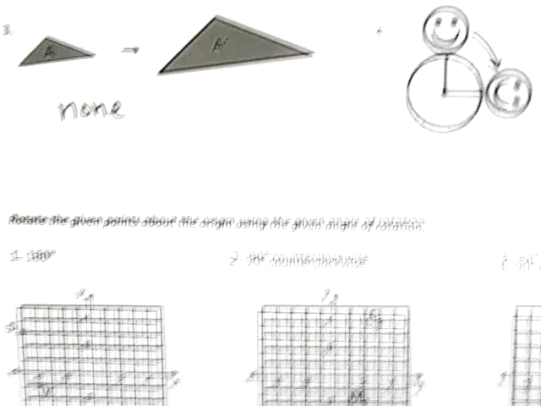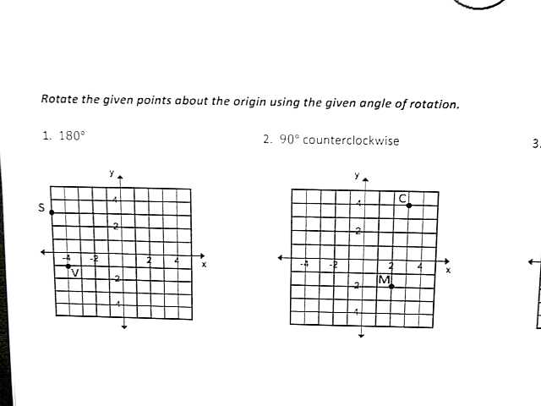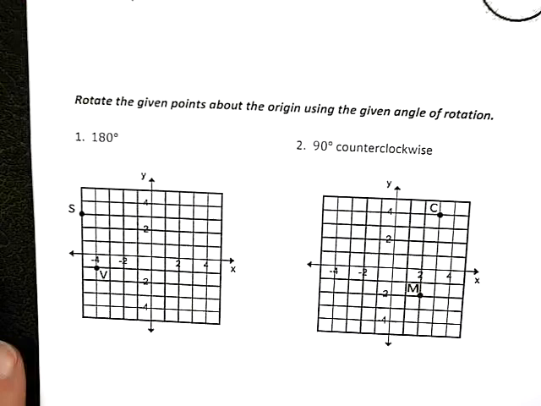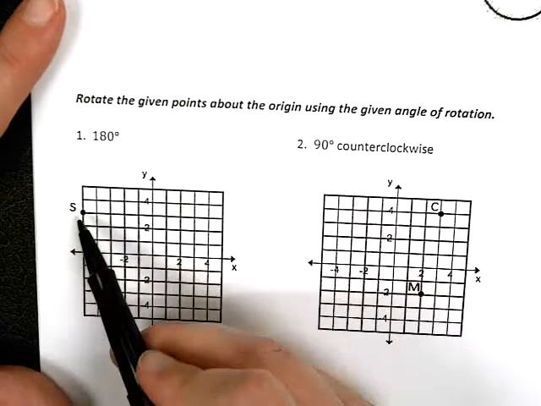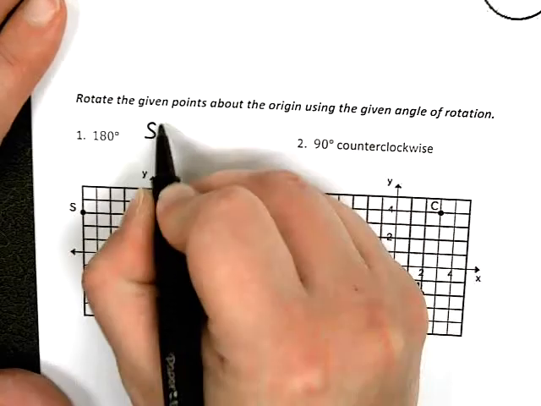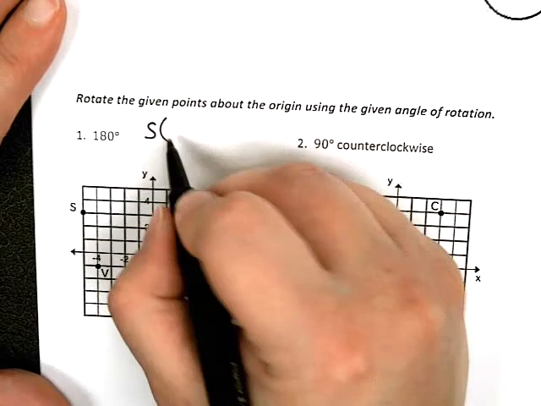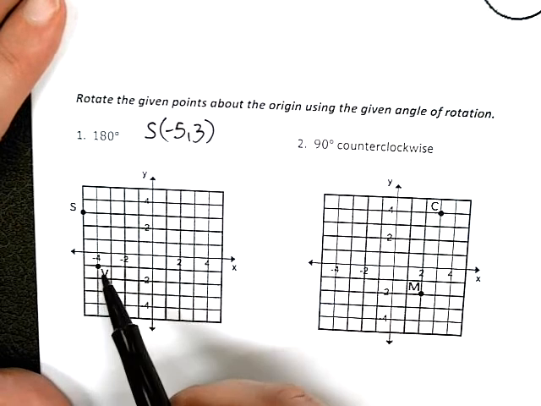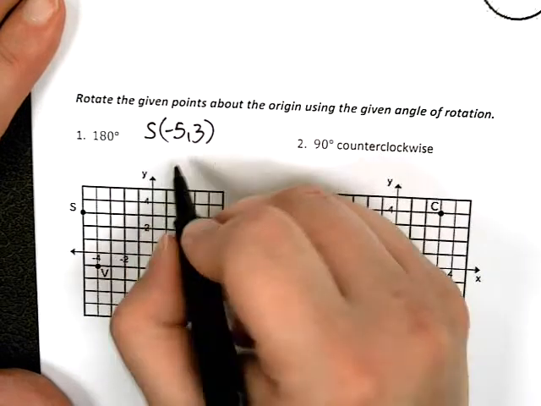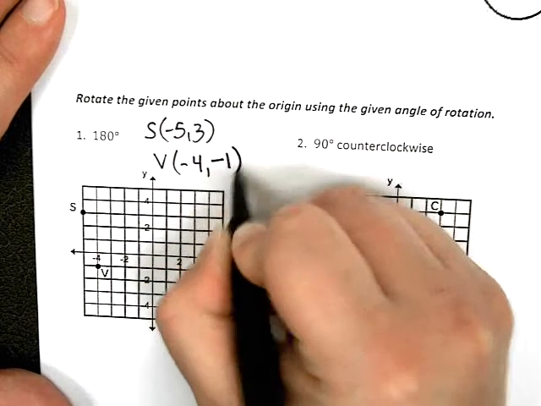Okay? All right, on to some actual rotations here. So we are going to rotate, I'm going to zoom in a little bit. We are going to rotate the given points about the origin using the given angle of rotation. So for number 1, we've got this point S over here, and I'm going to actually clarify right here. S is the point -5, 3, and we've got the point V right here. That's the point -4, -1.